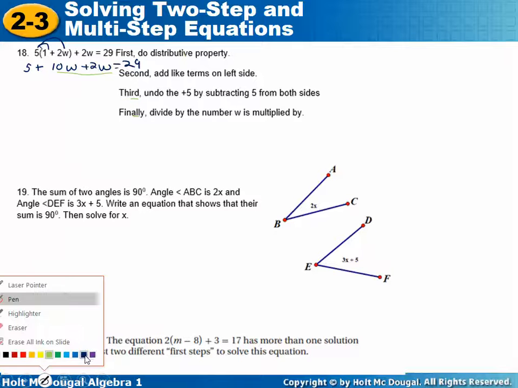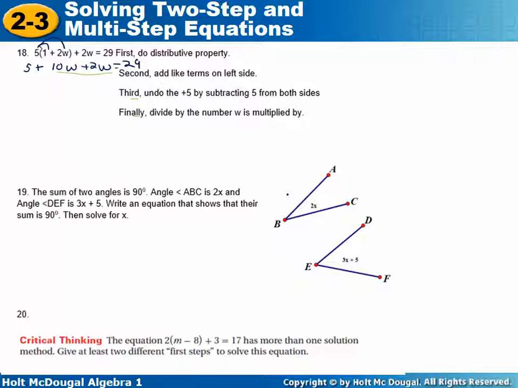Number 19 is another geometry problem, similar to what you'll work on next year in geometry. It says that the sum of two angles is 90. That means that you add the two angles together and it equals 90. Angle ABC is 2x and angle DEF is 3x plus 5. Write an equation that shows that their sum is 90, then solve for x.